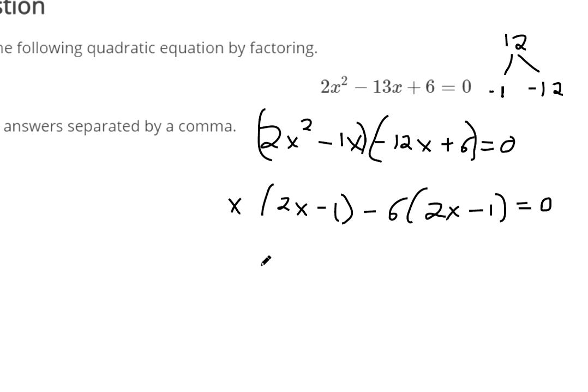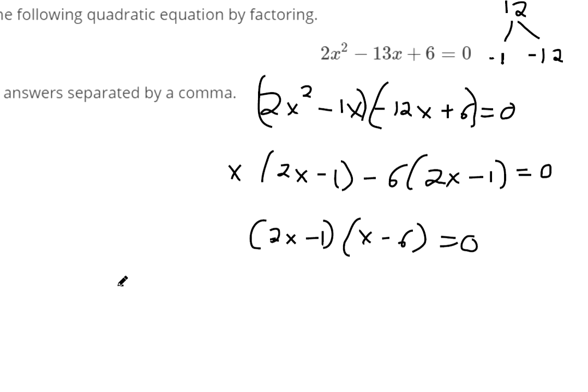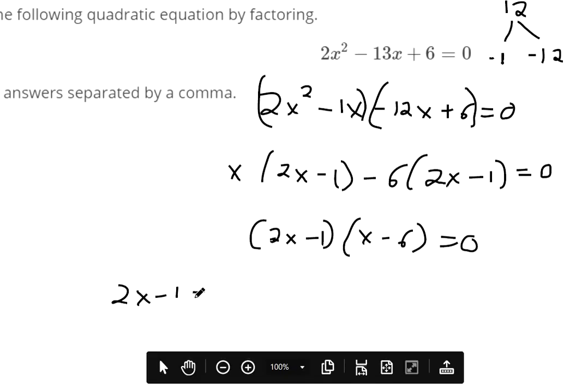Okay, and then the last step when you're factoring is to factor out the parentheses that's in common, the 2x minus 1, and then write a parentheses with the stuff that's on the outside, because that's what's left over after you factor. And so now you just set each factored piece equal to 0, like we talked about at the beginning of the video. And if you solve this equation, you get x equals 1/2. And if you solve this equation, you get x equals 6.